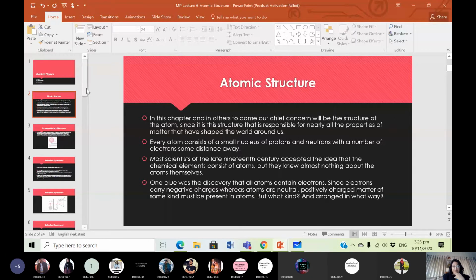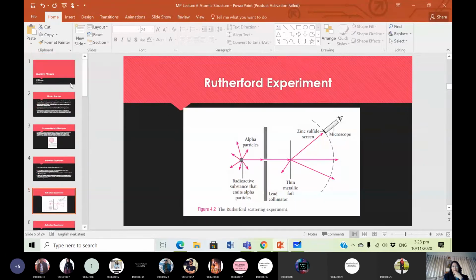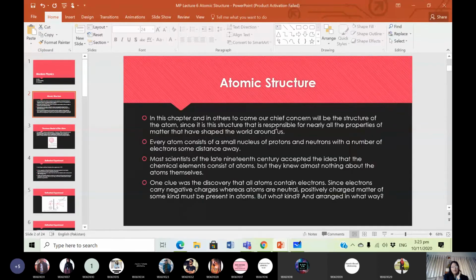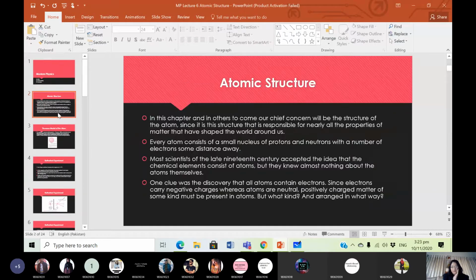We're going to talk about Rutherford scattering, the Rutherford experiment, and with that we'll be deriving an equation for the Rutherford scattering formula. This equation's derivation is quite long, so if you have questions along the way, you can always ask. In this chapter and other chapters, we'll be concerned with the structure of the atom.